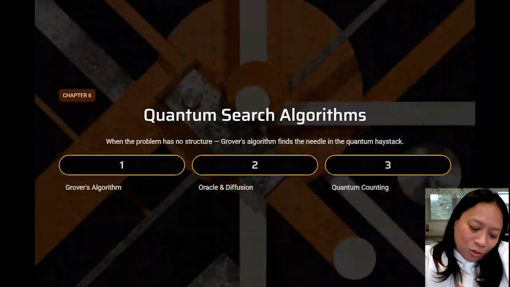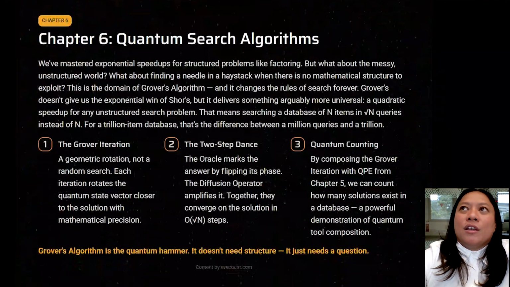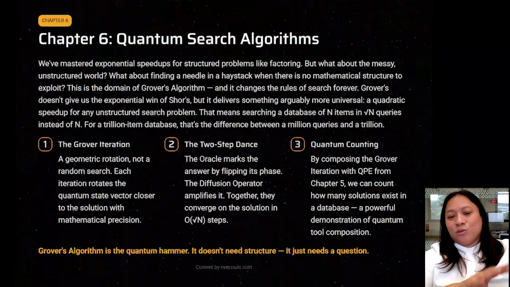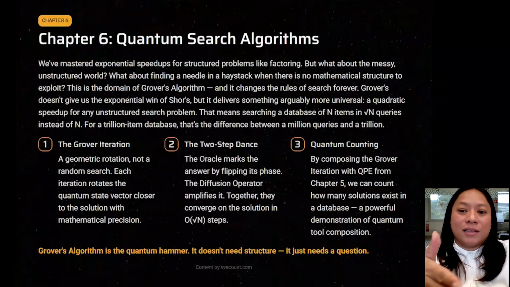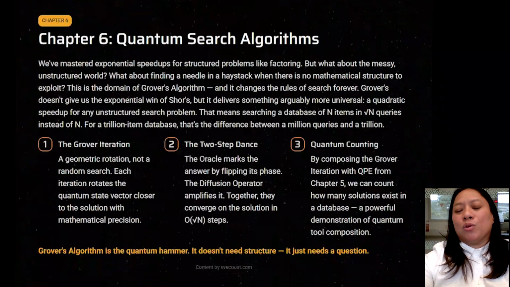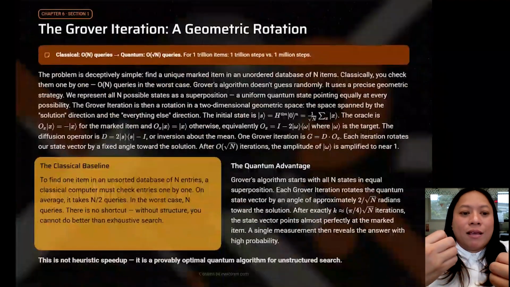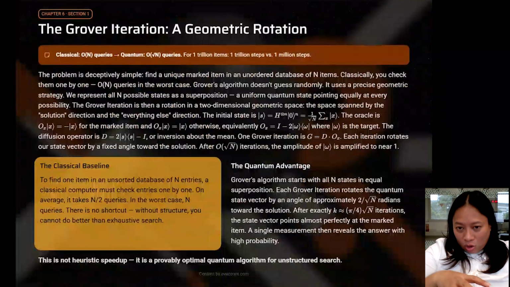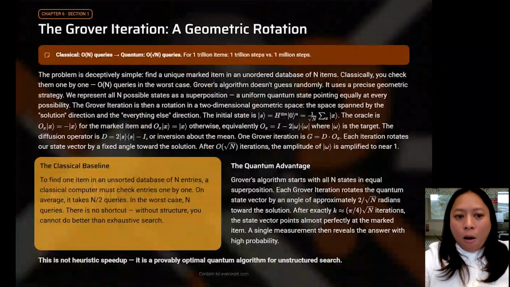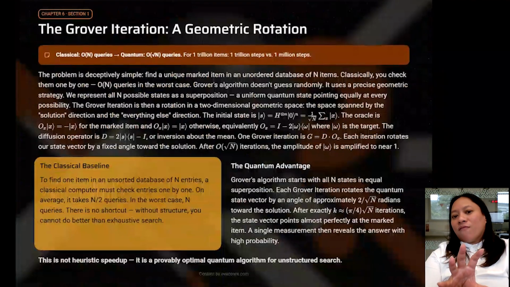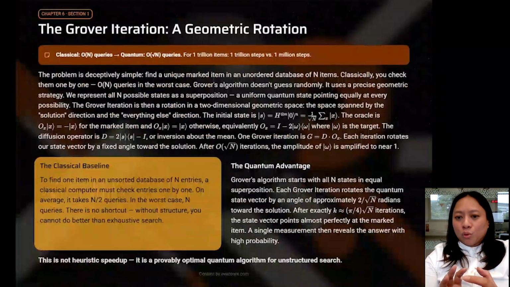Let's start with the Grover iteration. So, the problem is simple. To find a unique item in a database of N items, you check them one by one, right? Grover's algorithm changes the game by using the Grover iteration. And this isn't a random search, it's a geometric rotation. So we start with a superposition of all possible states. And with every iteration, we rotate our state vector closer and closer to the solution.